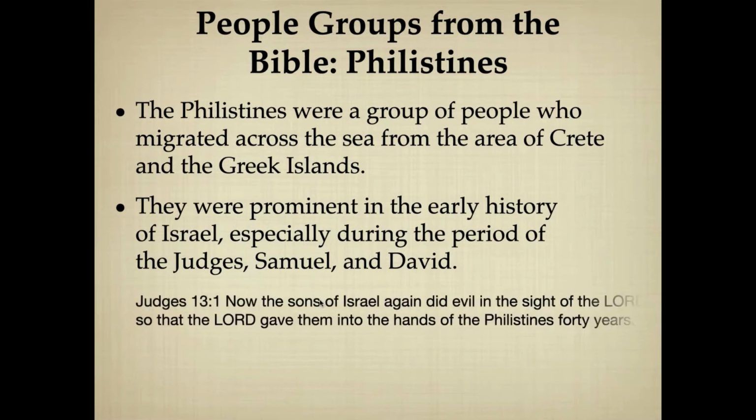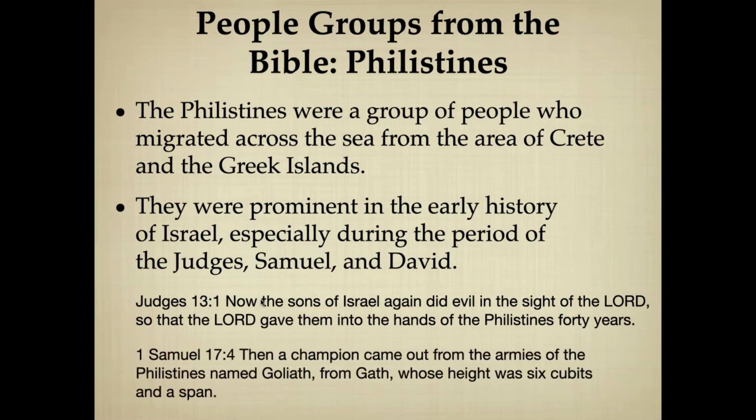These are the main books where they're mentioned. Just a couple of examples here: in Judges 13:1, the sons of Israel did evil in the sight of the Lord, so the Lord gave them into the hand of the Philistines. So the Philistines were the oppressors of Israel in the book of Judges. And in 1 Samuel 17:4, you have the very famous Goliath. A champion came out from the armies of the Philistines named Goliath, and they even say what city he was from, Gath, which today is being excavated heavily, whose height was six cubits and a span. There are some textual issues with that, but I don't want to get into that now.